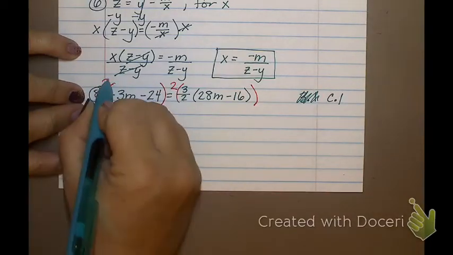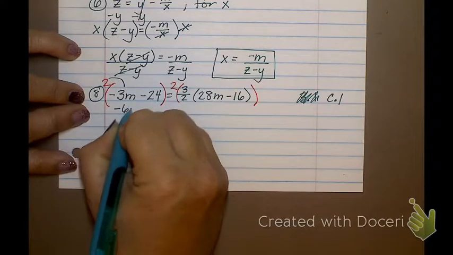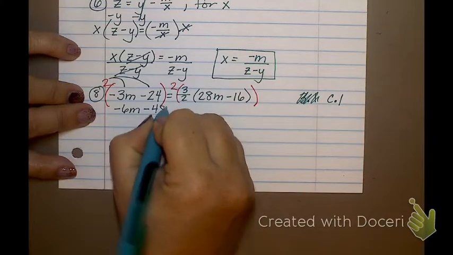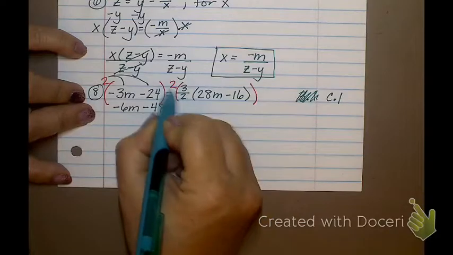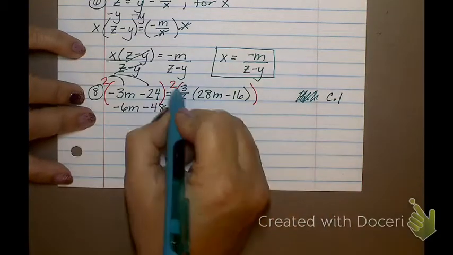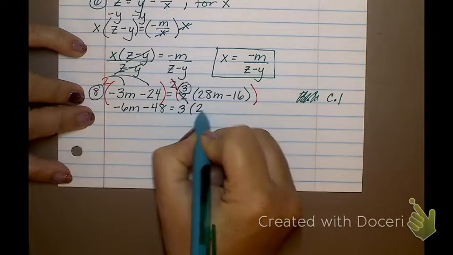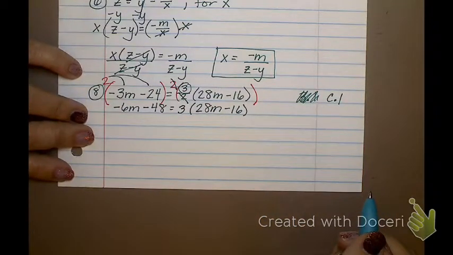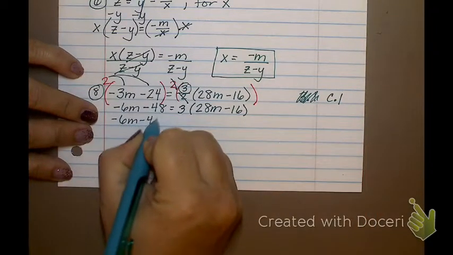So over here, I have to distribute that 2. 2 times negative 3m is negative 6m. 2 times negative 24 is negative 48. Everyone okay with the left side of the equal sign? Don't lose your equal sign. On this side, what is the 2 going to cancel out with? The denominator. So I still have a 3, and then I have parentheses 28m minus 16. So what should I do next? Distribute, right? So negative 6m minus 48 is just going to chill for a minute.